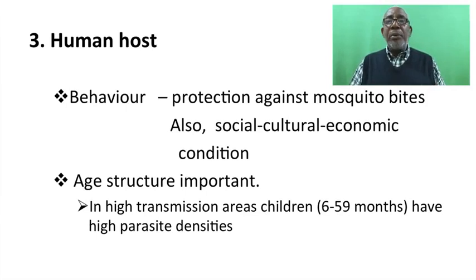Another factor linked to human behavior is the ability and tendency to afford and access prompt treatment. The age structure is important in that in high transmission areas, children are the ones who normally have high parasite densities, and we are talking of children between 6 to 59 months.